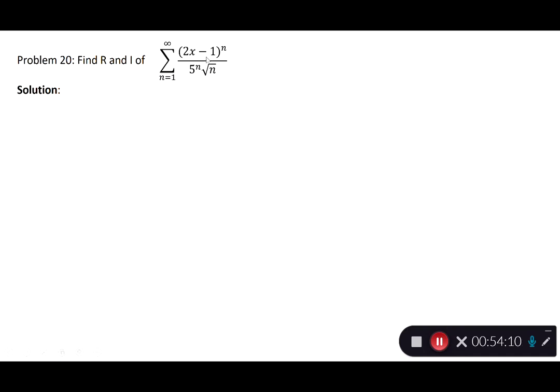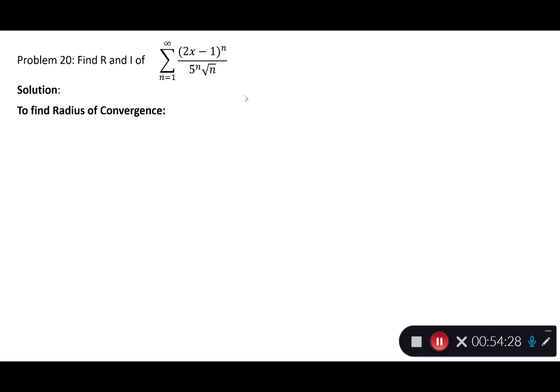Oh, 2 times x minus 1/2, the whole quantity raised to n, and the 2 times that, so that becomes 2 to the n times x minus 1/2 to the n. Yep, this is in fact a power series.